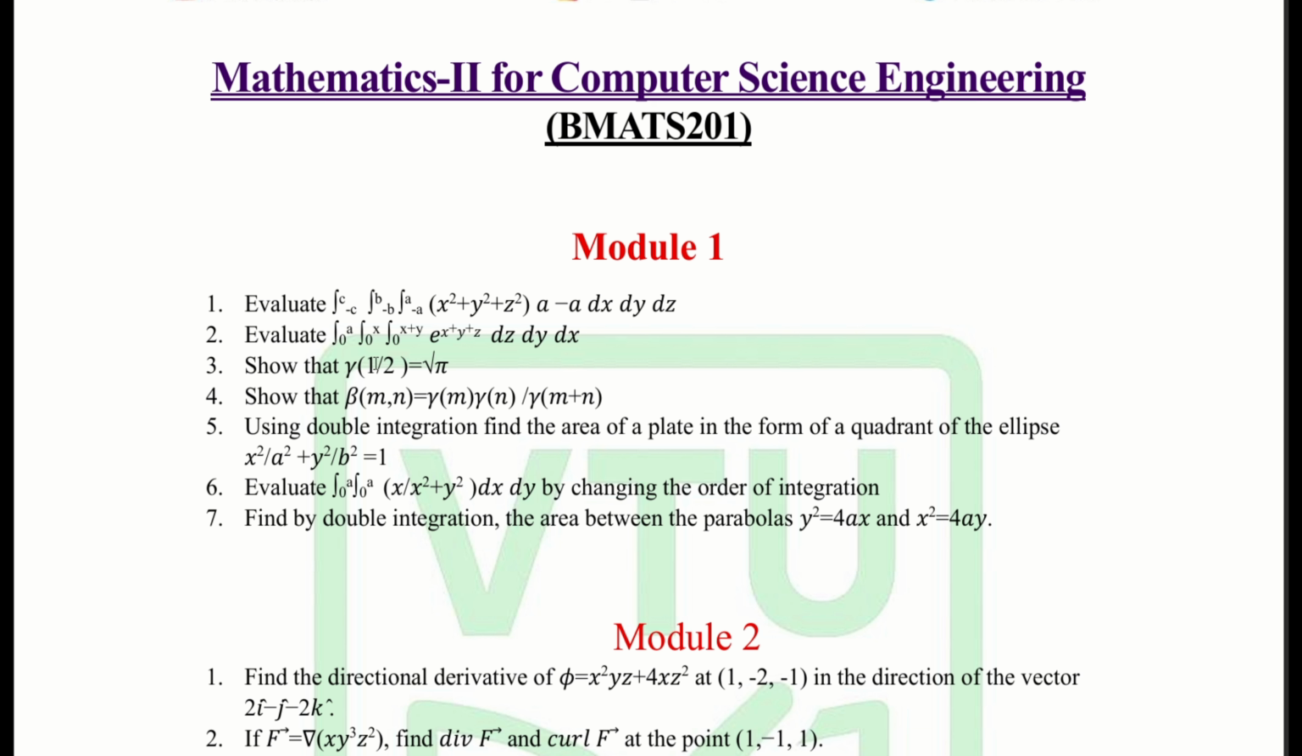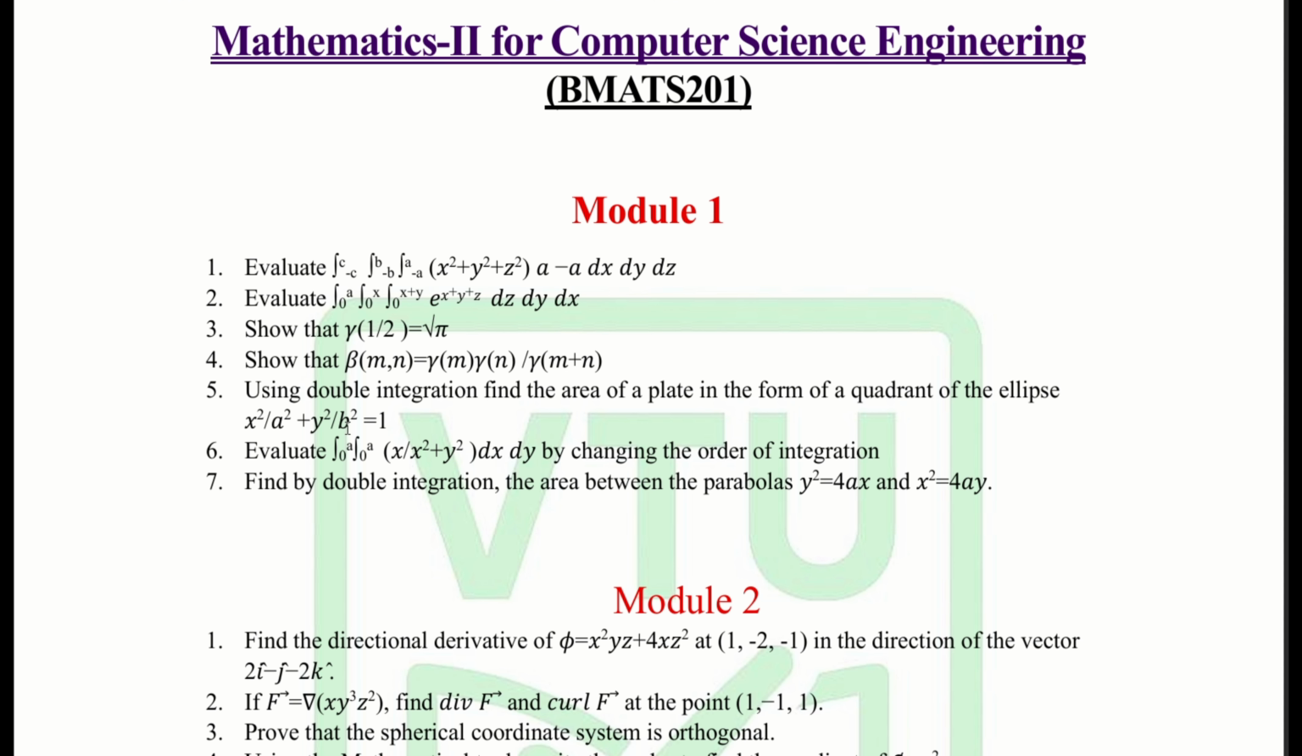The second question is evaluate the integral from 0 to a, the integral from 0 to x, the integral from 0 to x plus y of e power x plus y plus z dz dy dx. The third question is show that gamma of 1 by 2 is equal to under root of pi. And the fourth question is show that beta of m comma n is equal to gamma of m into gamma of n divided by gamma of m plus n.